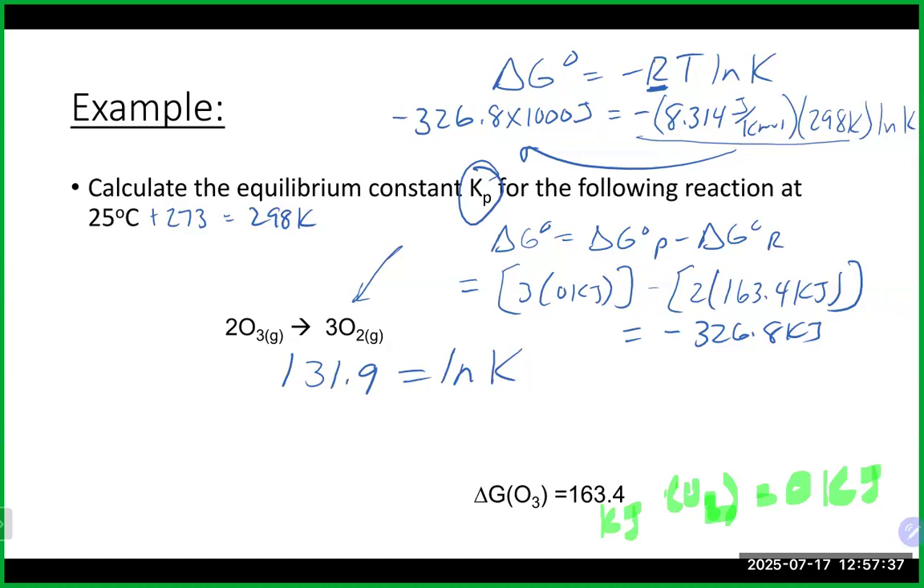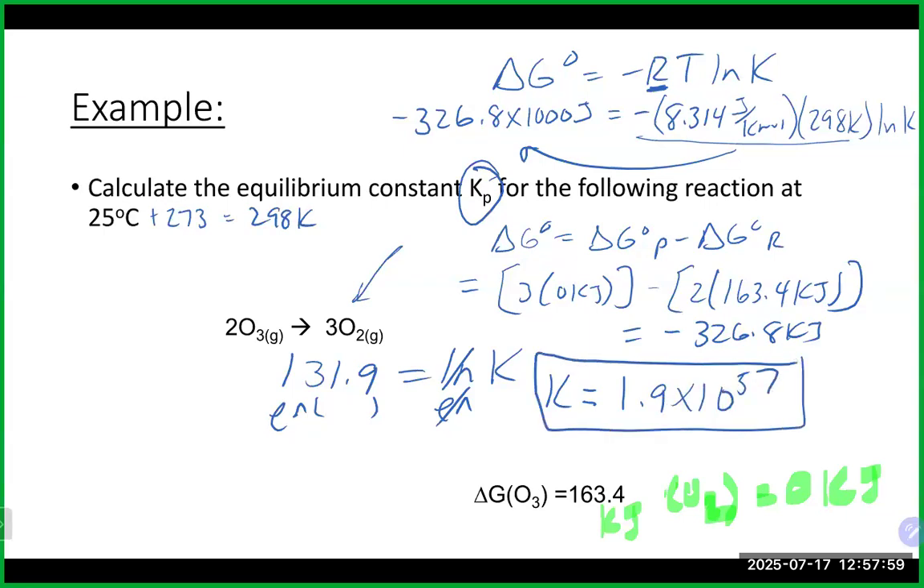To get rid of the natural log on both sides, we're going to do an E on both sides, right? That gets rid of that. And if we do that, looks like perhaps we get something like an equilibrium constant of 1.9 times 10 to the 57 in this case. Any questions on that calculation there?